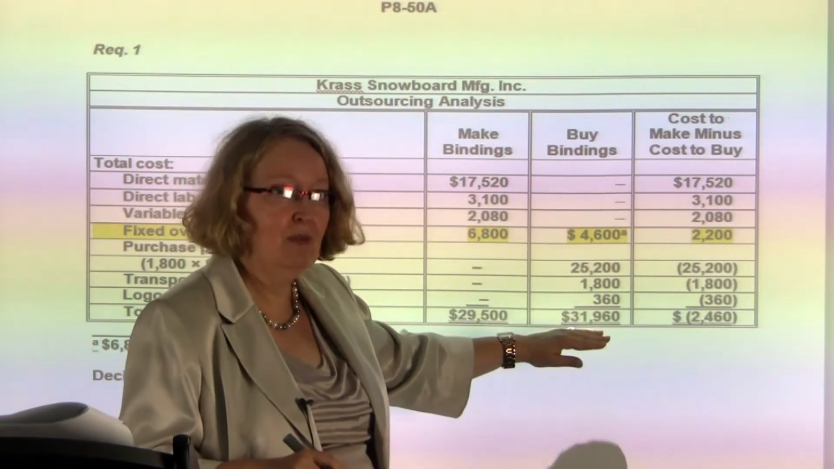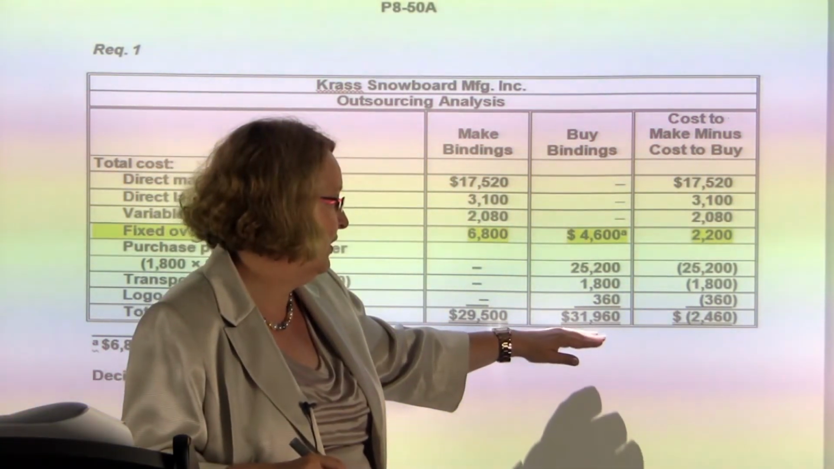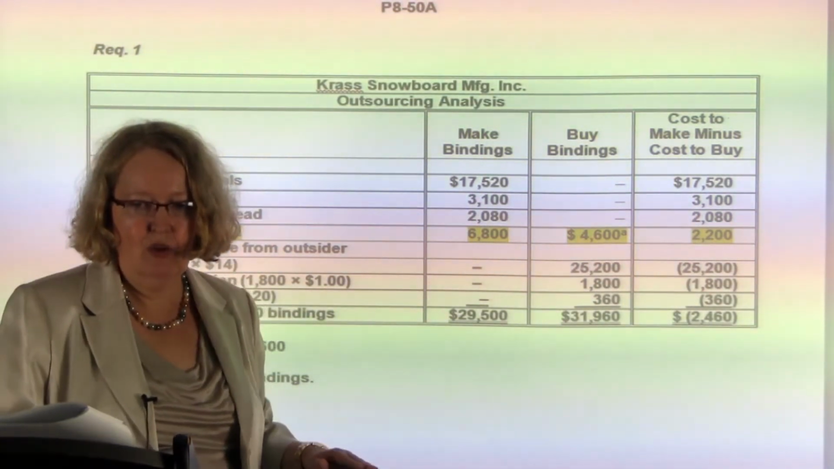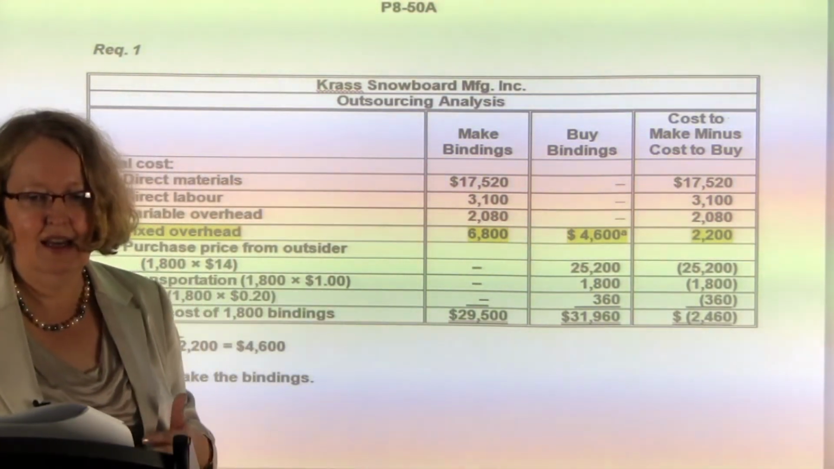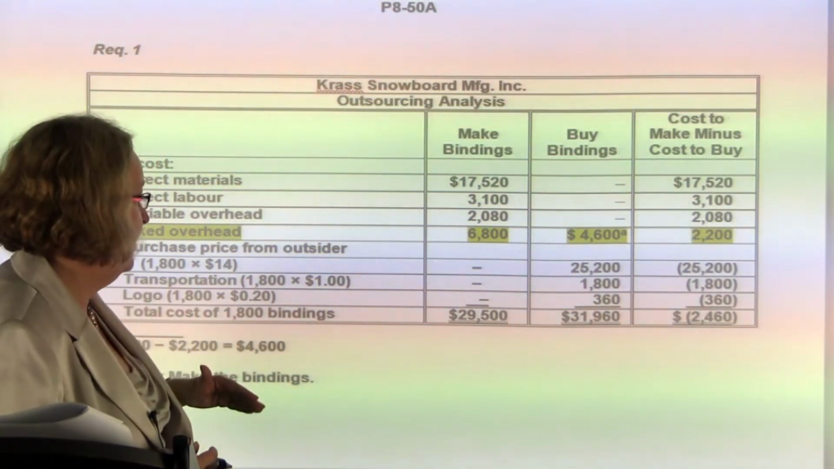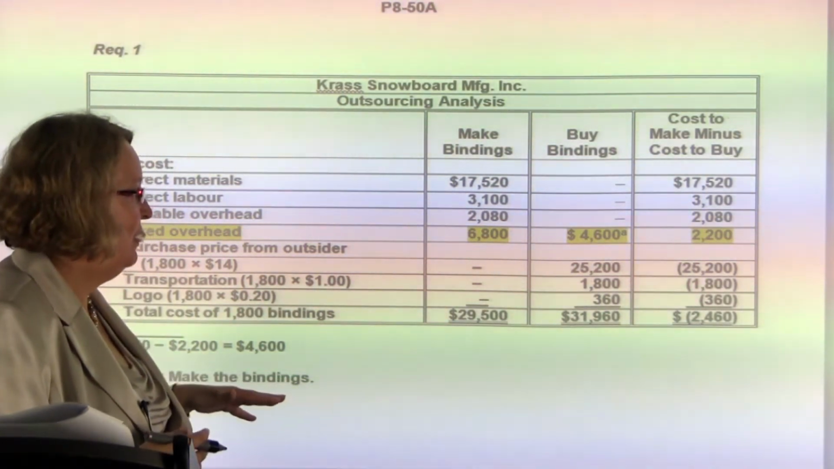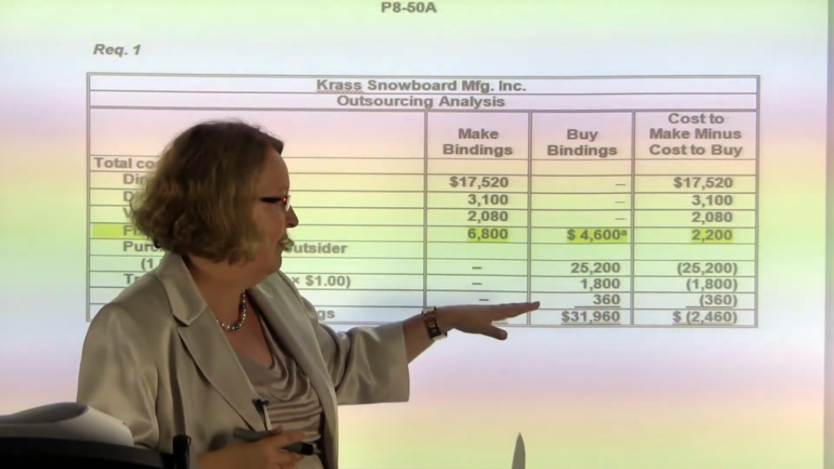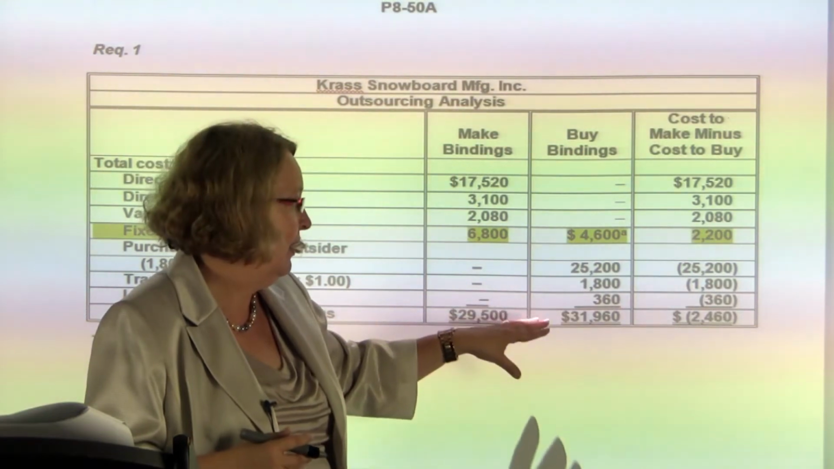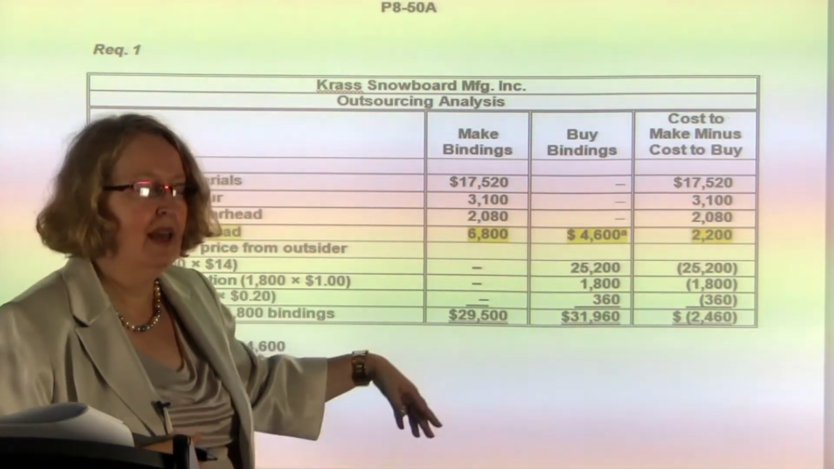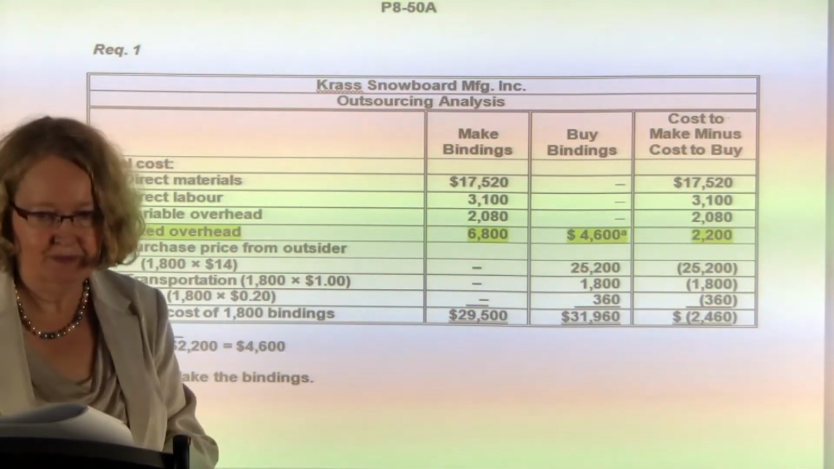compared to the cost of buying it, which is more, which is $31,960. So here you would not actually go ahead and buy the bindings. You would continue to make the bindings because it's cheaper. So even though you are saving a bit in overhead, you're not saving enough to make up for the increased cost in terms of buying the bindings.